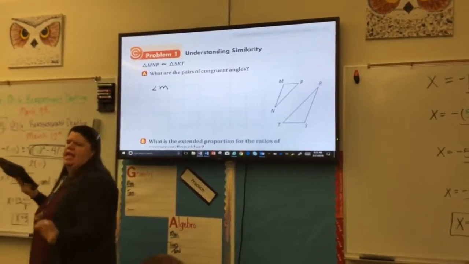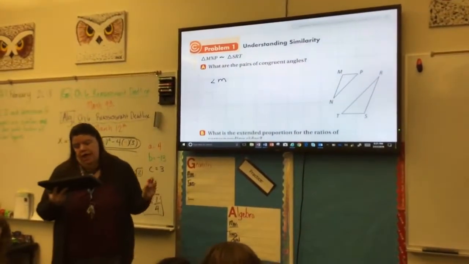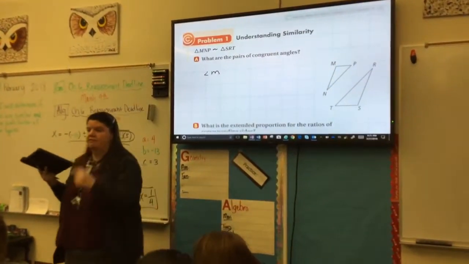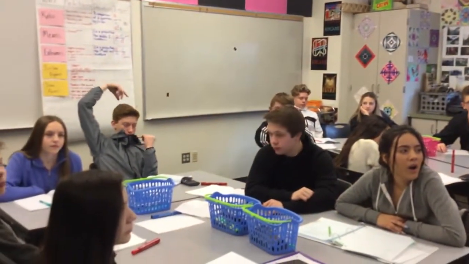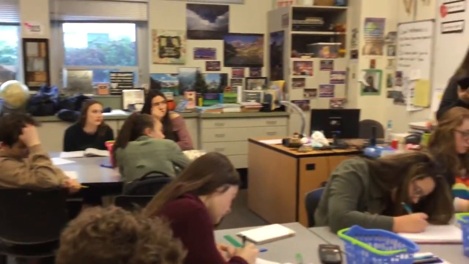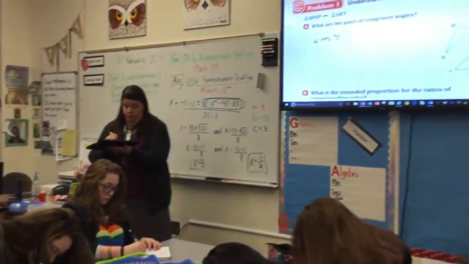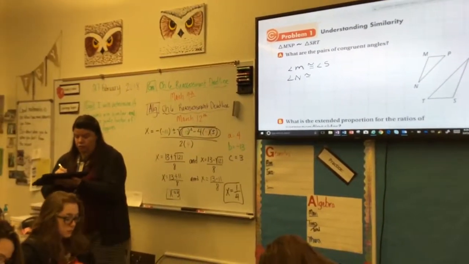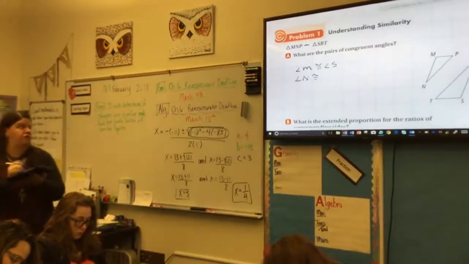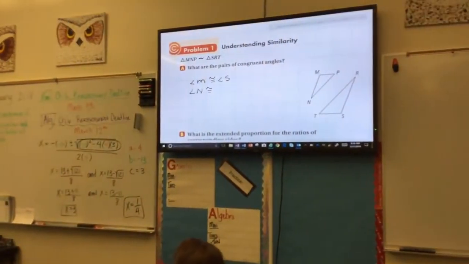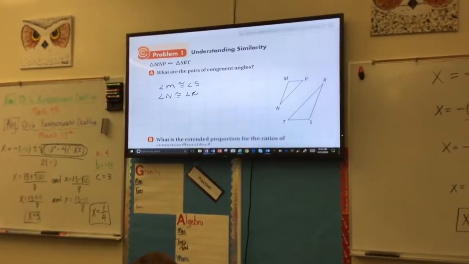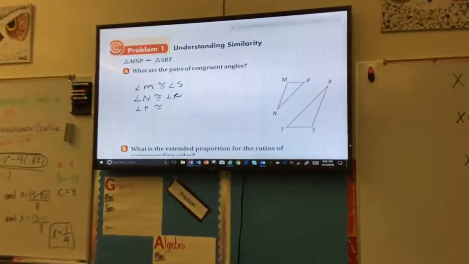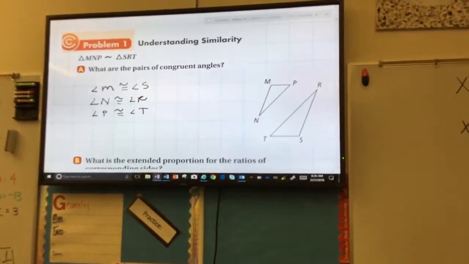But just looking at the name, how do we know that M is congruent to S? Yes, Dylan. Because it is in the same place on each triangle. Yeah, they always name corresponding vertices when they're naming a triangle. So we know that M corresponds to S, so those are congruent. And N is congruent to, everybody should be looking at the screen. N is congruent to R, thank you. And P is congruent to T, nice job. Are there any questions about that?